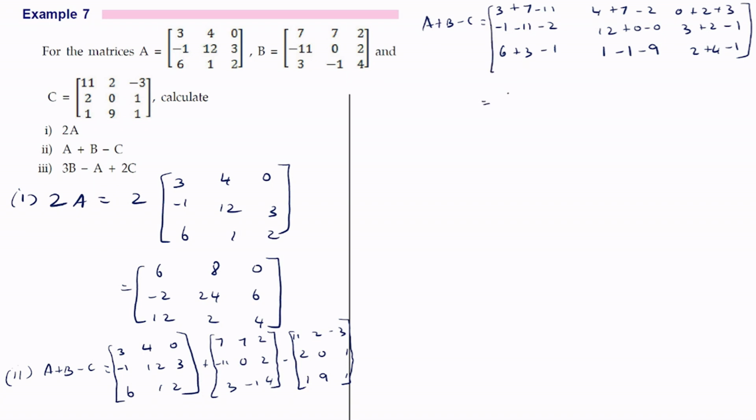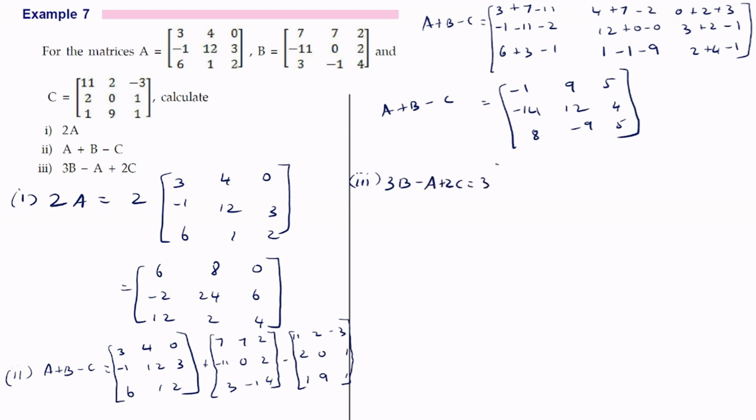So this, when we simplify, it is minus 1 9 5, and then minus 14 12 4, then 8 minus 9 and 5. So this is the matrix A plus B minus C. Then we have the next matrix 3B minus A plus 2C. So the third subdivision, it is 3B minus A plus 2C.